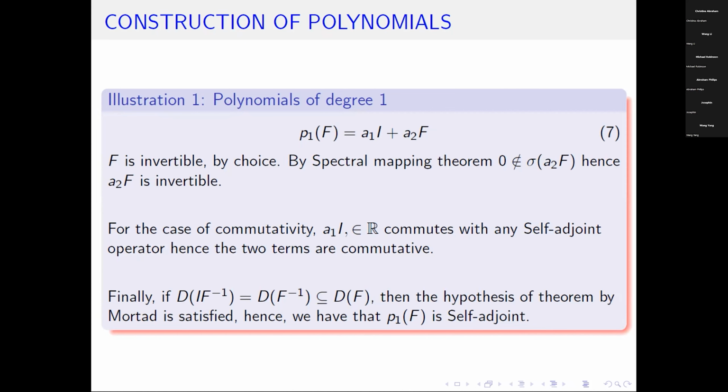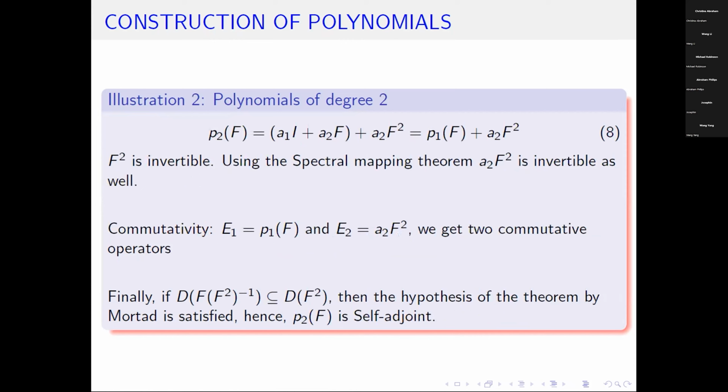And now if we consider the polynomial P1 plus F2, which is equation 8, P1 plus F2 squared. Therefore, we're now interested in the sum of P1 and A2 F2, which is also just a sum of two operators that are unbounded and also self-adjoint. Now, the first thing we have to establish is that A2 F2 is invertible, and that is, of course, from the spectral mapping theorem. We have seen that the powers will all be invertible, given that F was invertible.